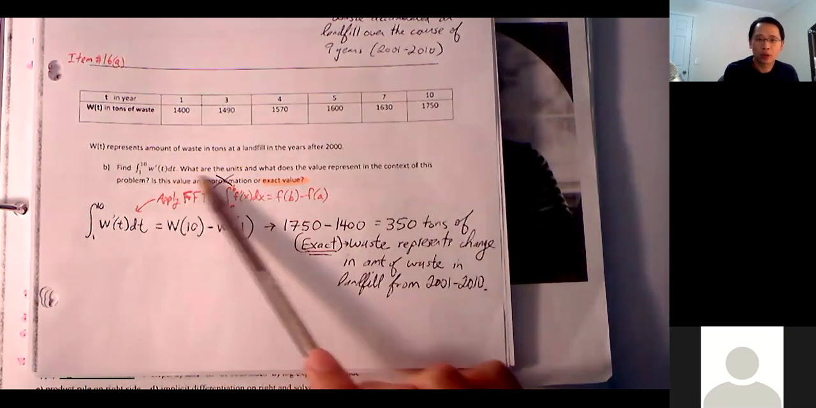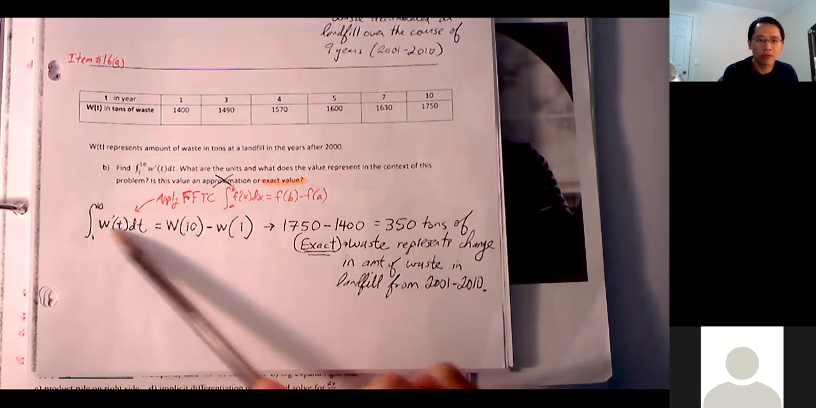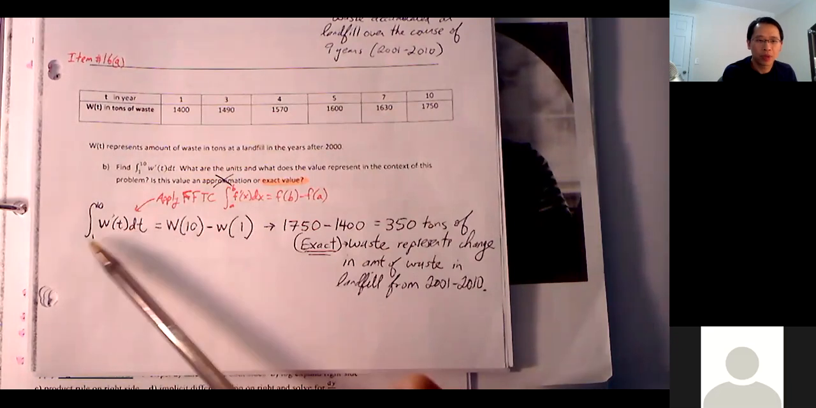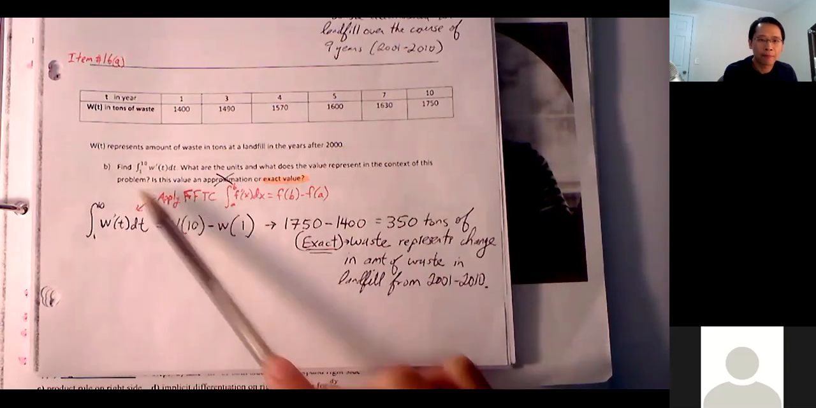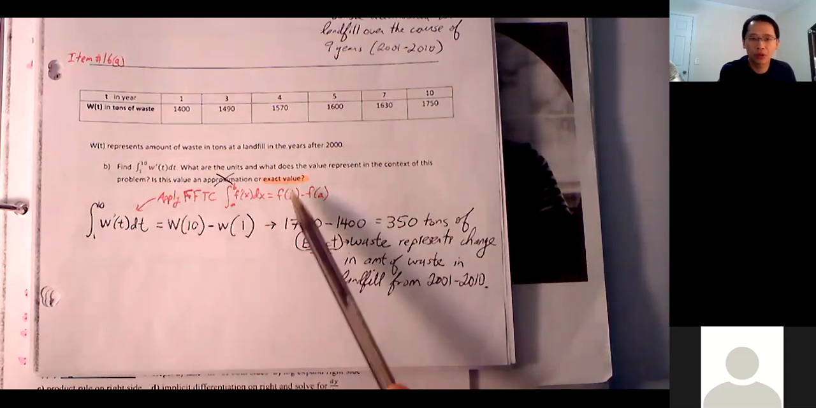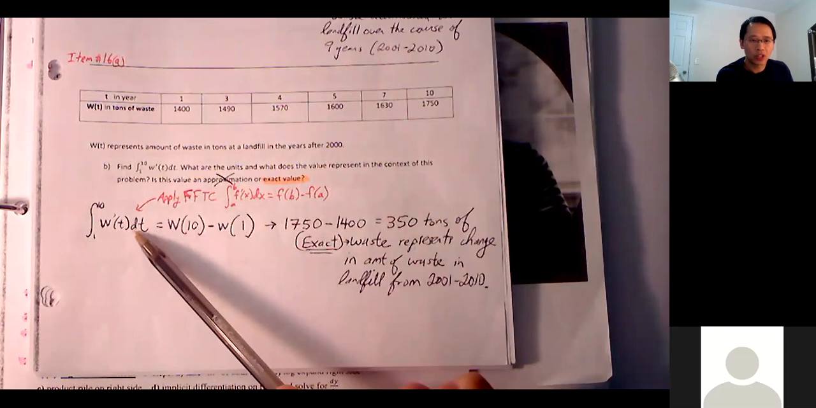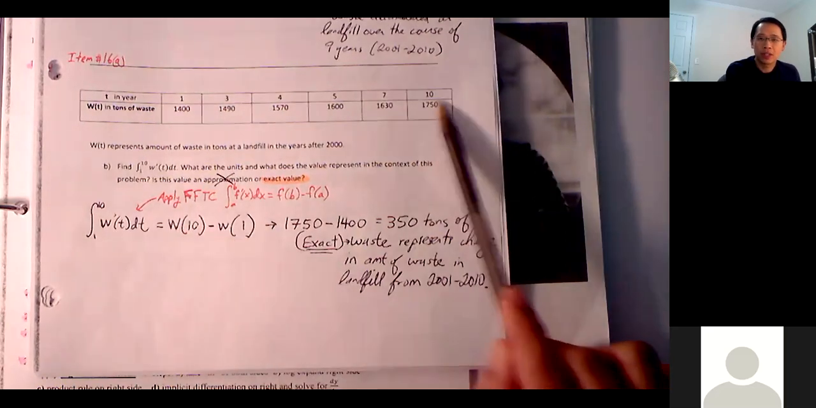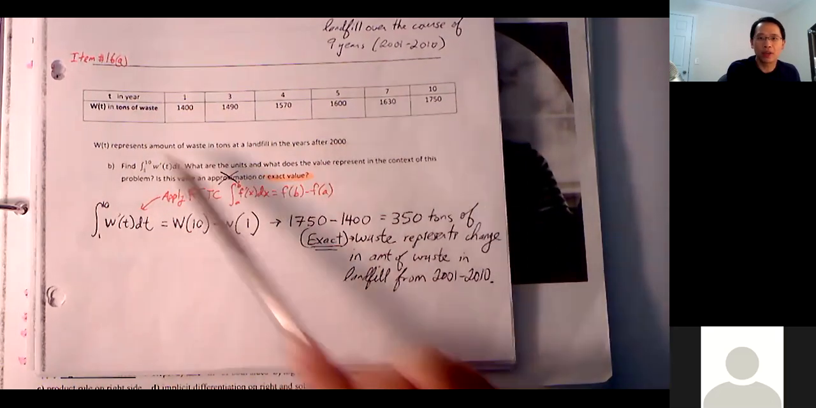So here, we're not going to do Riemann sums. We're going to make it go through the First Theorem. We're going to find a way to convert this W prime to W of t so we can actually use these values. And the First Theorem says, if we make that W prime go up a level, we can make it go from W prime to W of t. And then once you push it through the integral process, you can plug in the upper and lower bound. So W of 10 minus W of 1. So that's 1750 minus 1400. So we get 350.